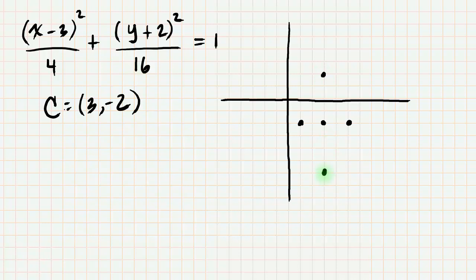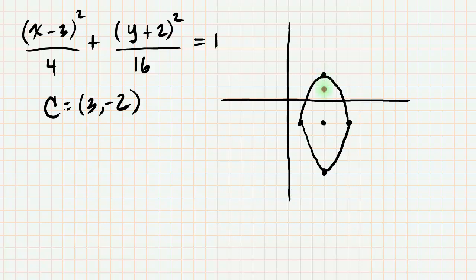So those give us our major and minor vertices. And then we connect the dots. And that's our ellipse. Now, the next step is to find the foci.